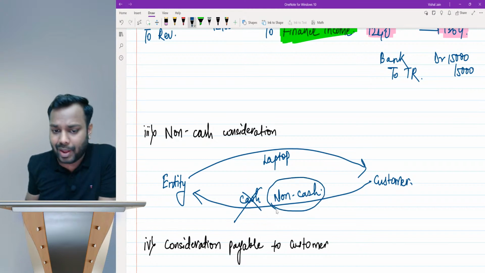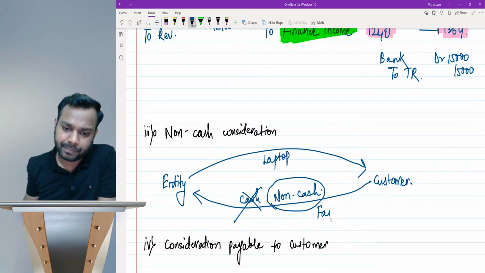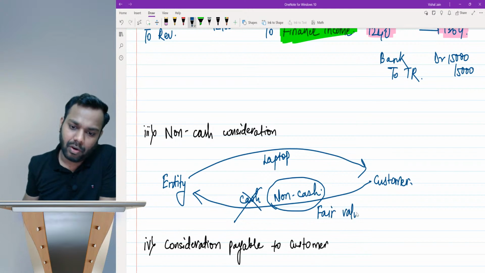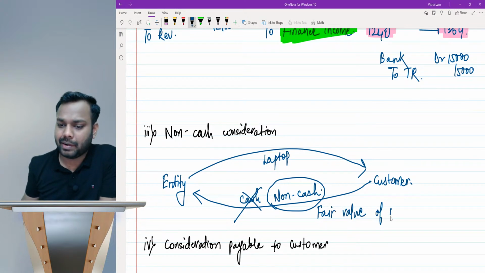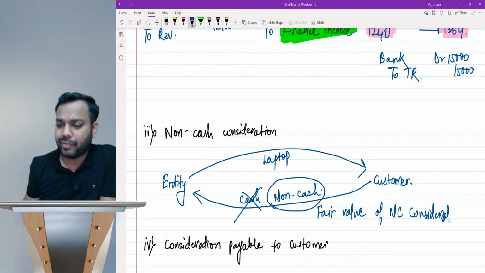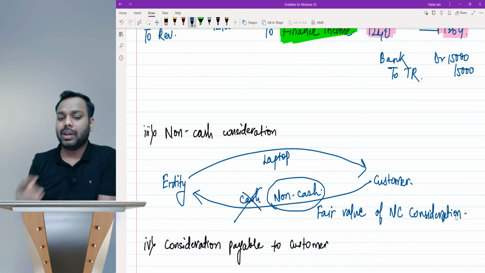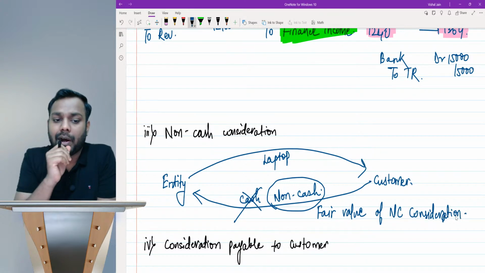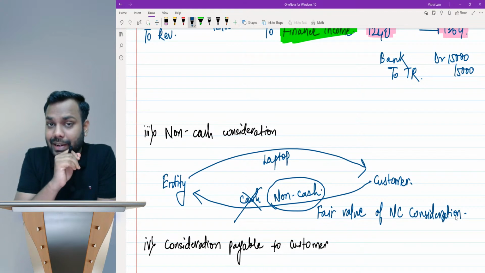So the fair value of the non-cash consideration will be equal to your transaction price. The fair value of the non-cash consideration that you have received is your transaction price. Is that clear, guys? Is that clear to all?